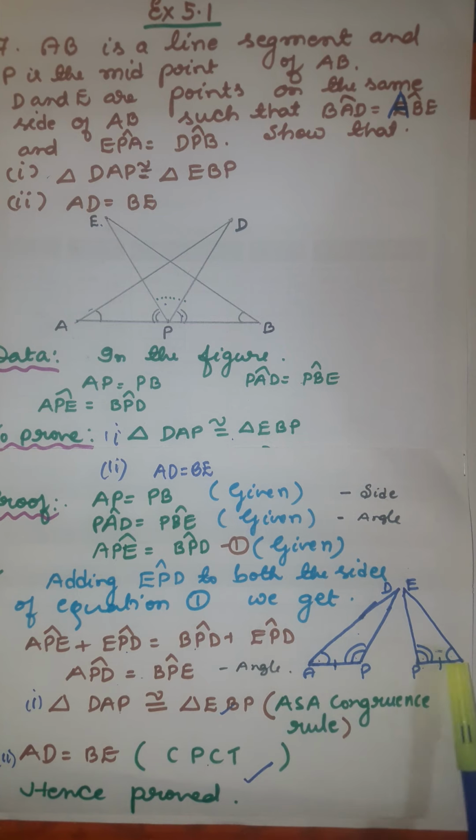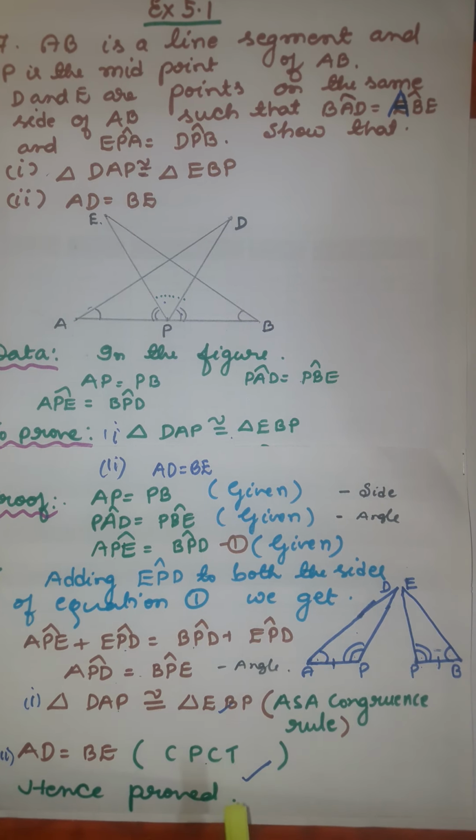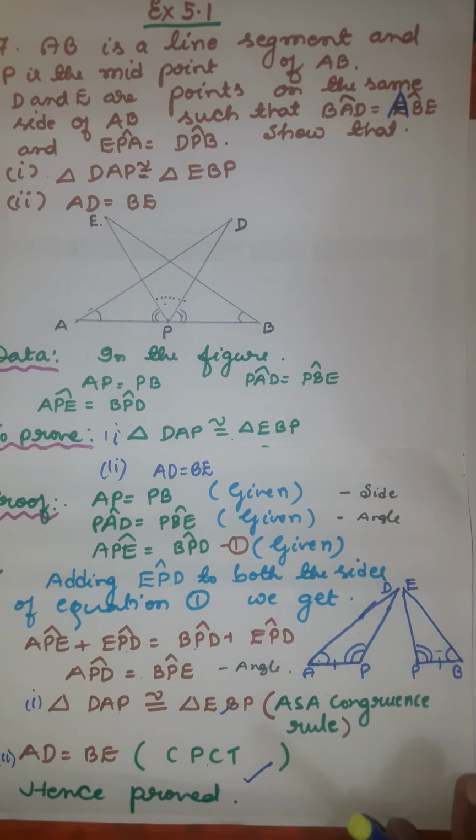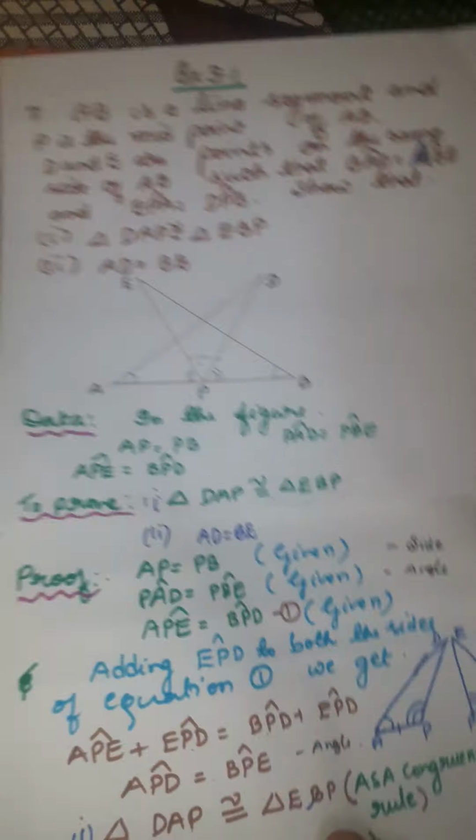The parts can be sides or angles, but we are focusing on only the required part. So the required part here is the sides. Therefore line segment AD is equal to line segment BE. So I have written here AD is equal to BE. What is the reason? Corresponding parts of congruent triangles. Hence it is proved. Now having understood how to prove the seventh problem, let us move to the eighth problem.